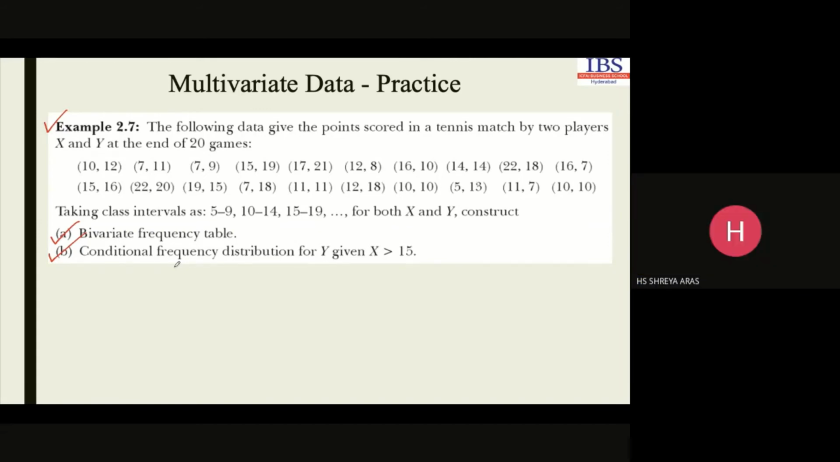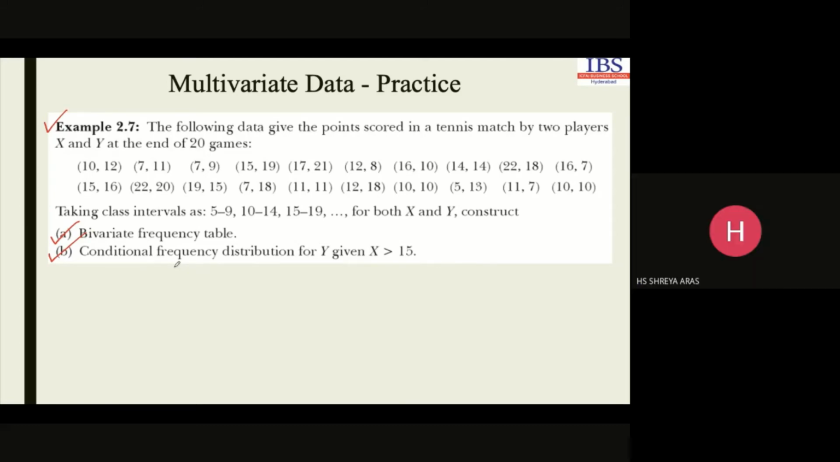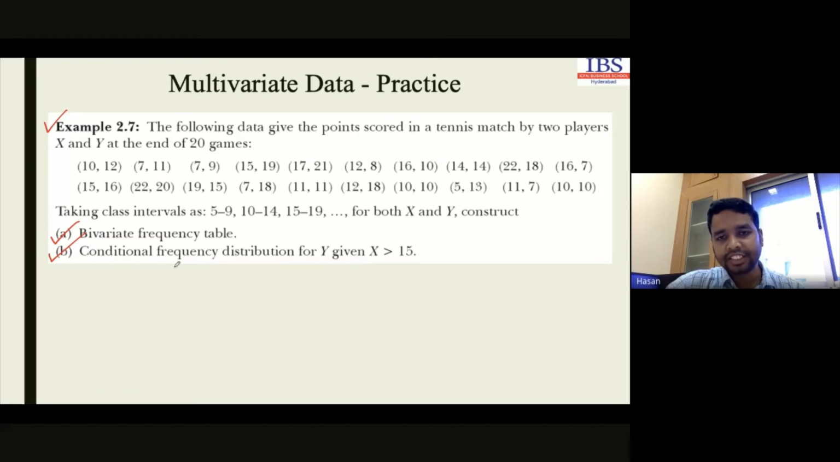Yes, sir. Possible? Okay, very good, very nice. So I will share this one. You have to solve it.